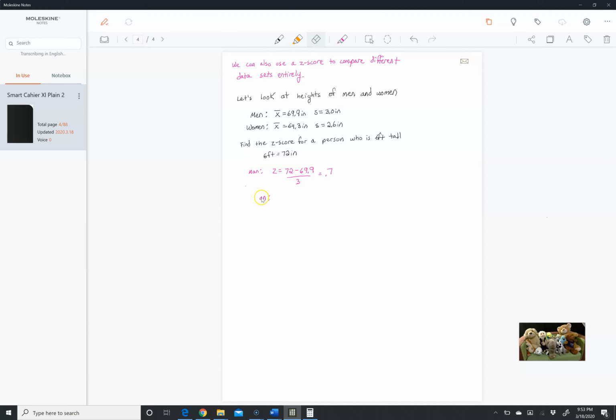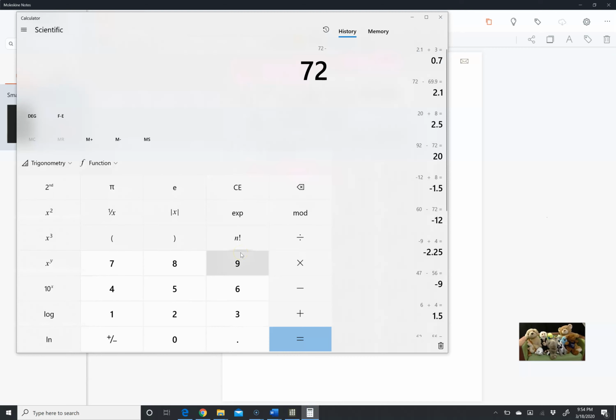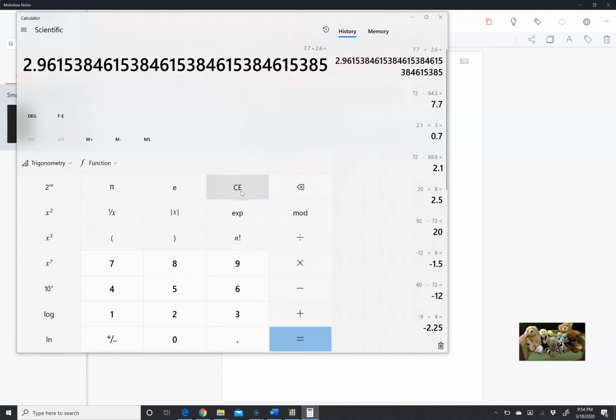Now we're going to do the same thing for a woman. We're going to calculate the number of standard deviations away from the mean we are if this person were a woman. So this time, instead of 69.9, we're using 64.3. And instead of dividing by 3, we're going to divide by 2.6. And notice here, this is 3. This is 3 standard deviations from the mean.